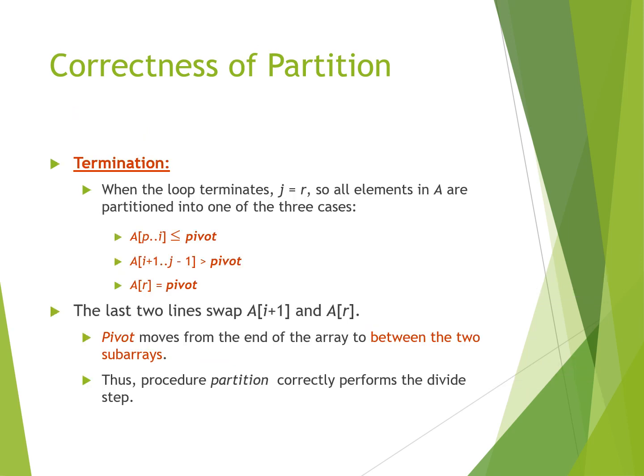The third step of correctness of partition is termination. In it, when the loop terminates, all the elements in A are partitioned into one of the three cases. The last two lines swap.